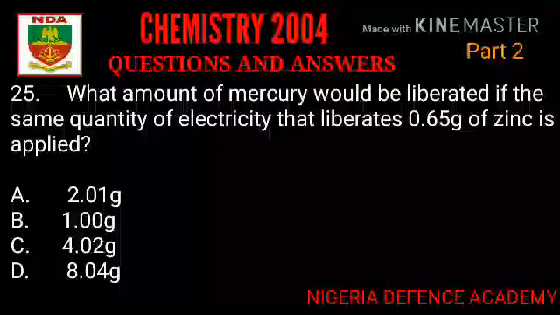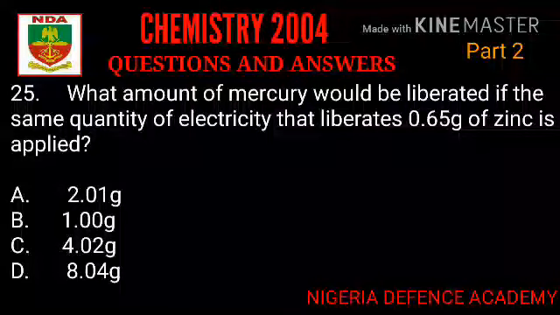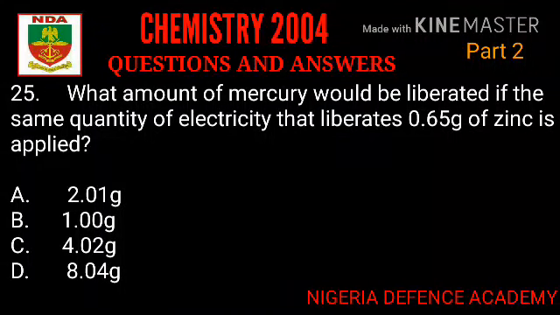Question number 25. What amount of mercury will be liberated if the same quantity of electricity that liberates 0.65 gram of zinc is applied? Option A, 2.01 gram. Option B, 1.00 gram. Option C, 4.02 gram. Option D, 8.04 gram. So which of these options is the answer for it?